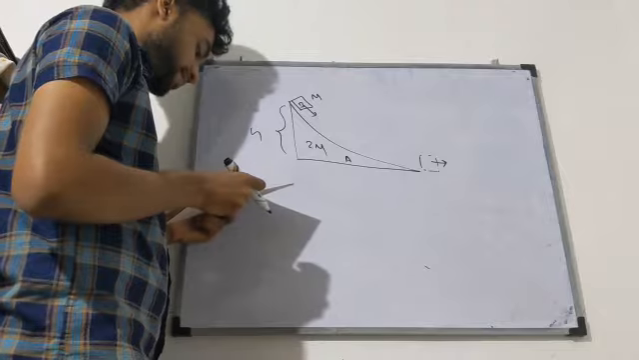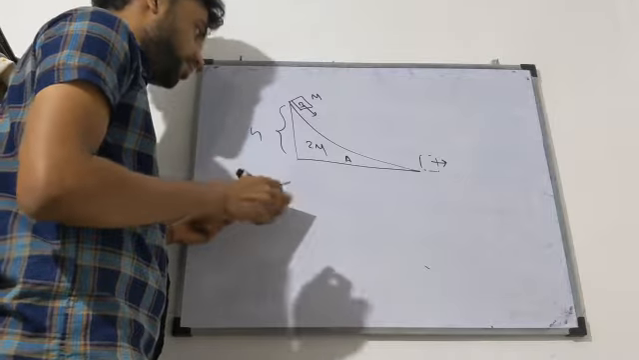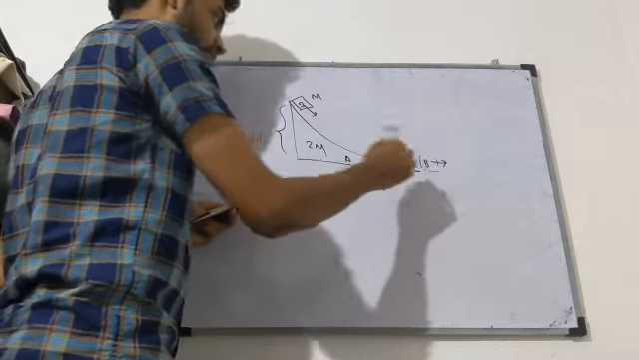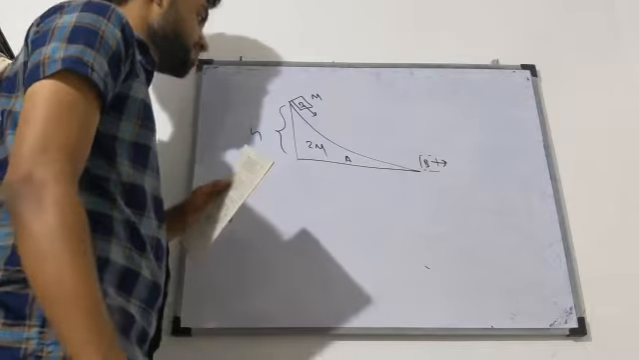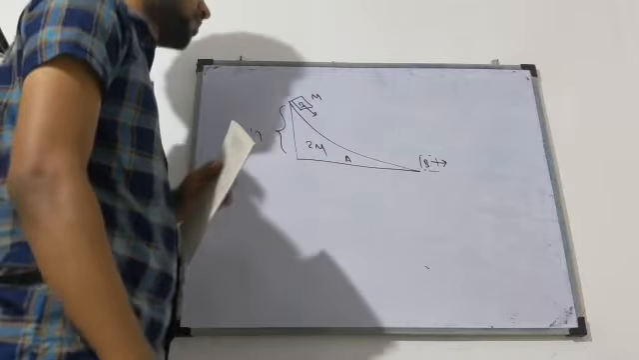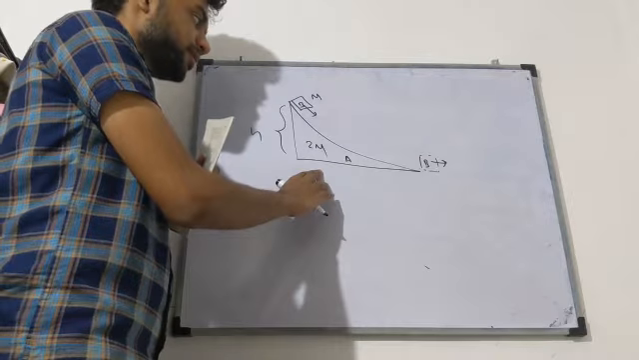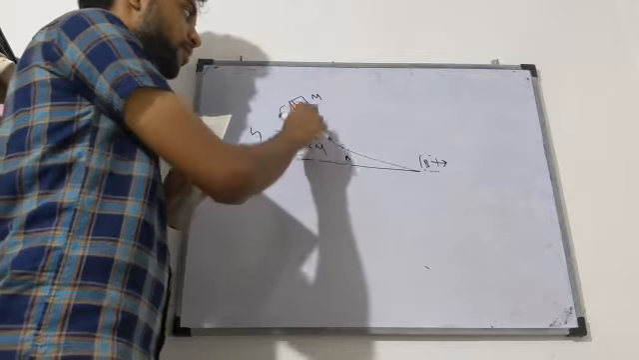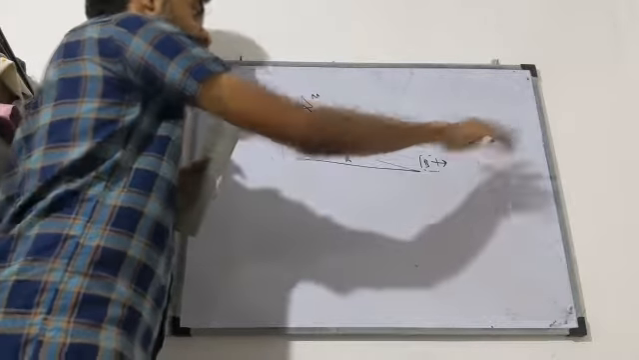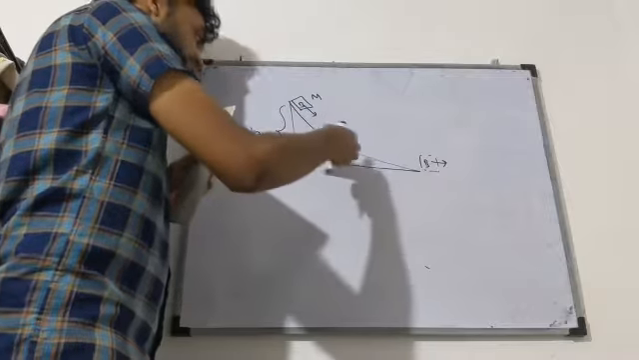So they say when object B leaves object A, what is the velocity of A? Now thinking practically, what can you understand? Thinking practically, you can understand when this object leaves, this object goes back.